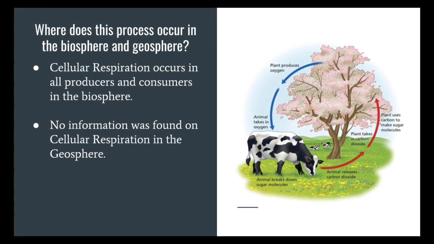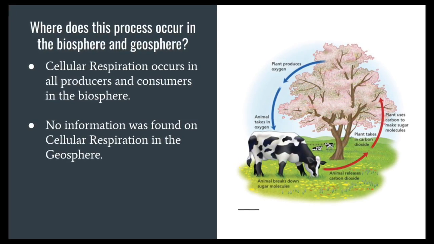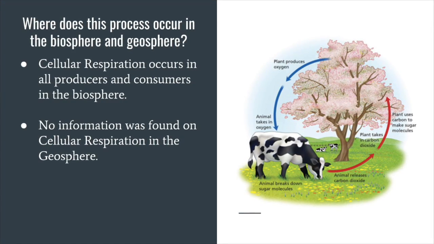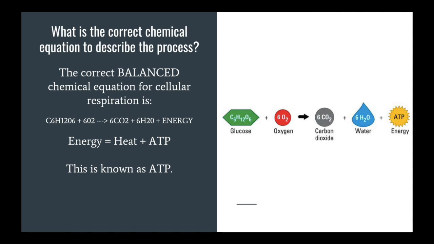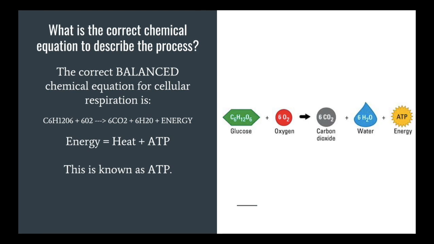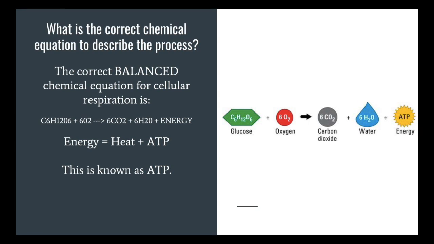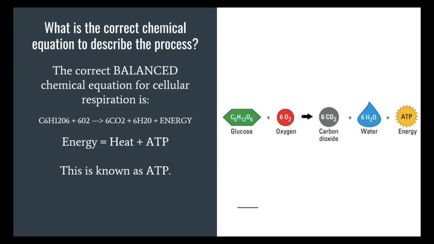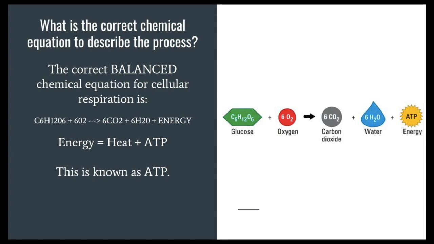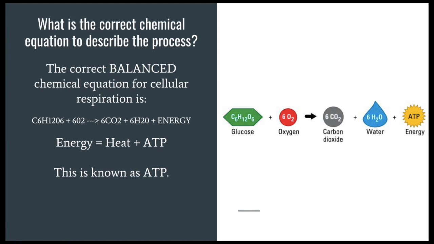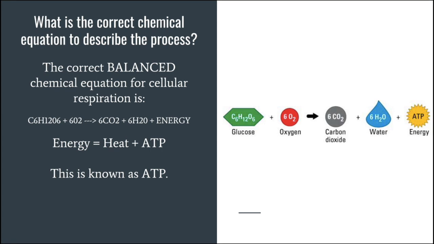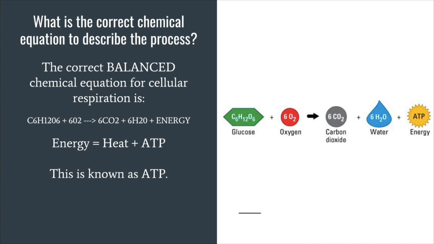Cellular respiration occurs in all producers and consumers in the biosphere. No information was found on cellular respiration in the geosphere. The correct balanced chemical equation for cellular respiration is C6H12O6 plus 6O2 yields 6CO2 plus 6H2O plus energy. Energy equals heat plus ATP. This is known as ATP.